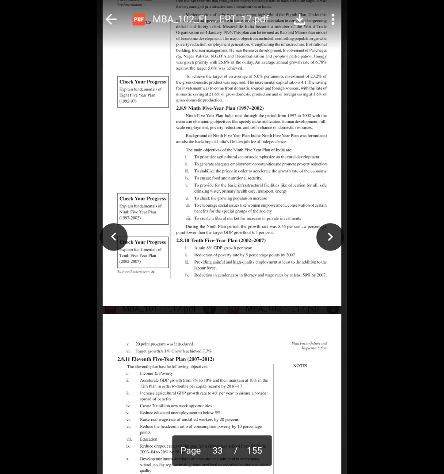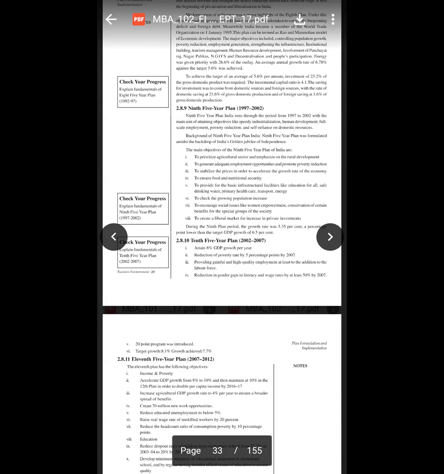They have also provided infrastructure facilities such as education for all, safe drinking water, primary health care, transport, energy, and to check the growing population increase. So these are all important factors for the 9th 5-year plan.